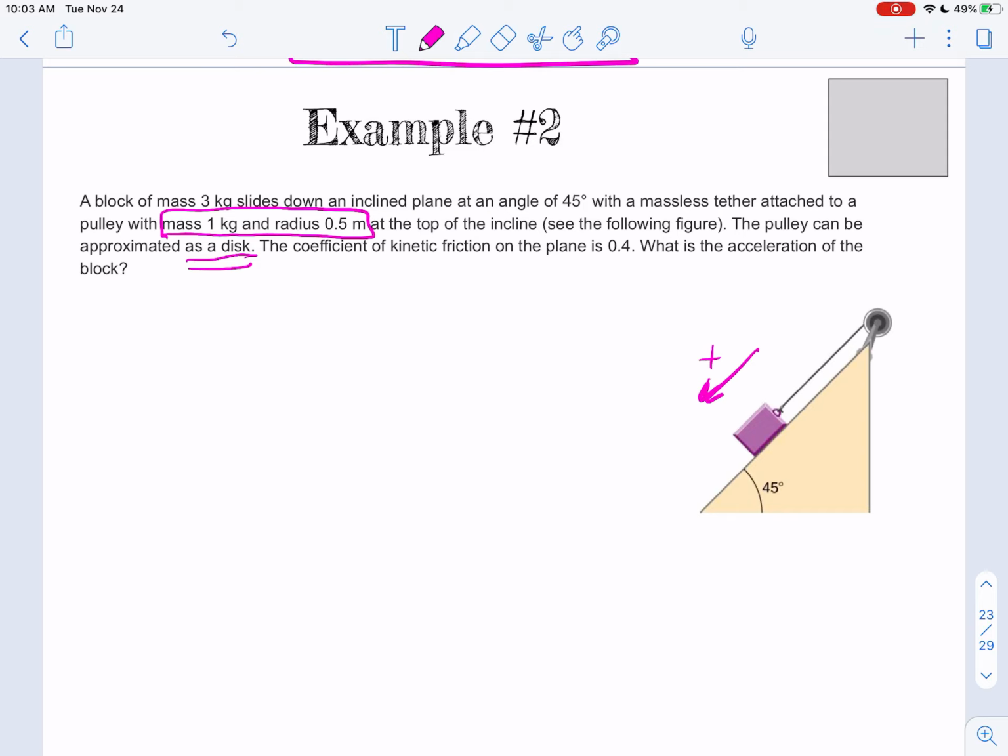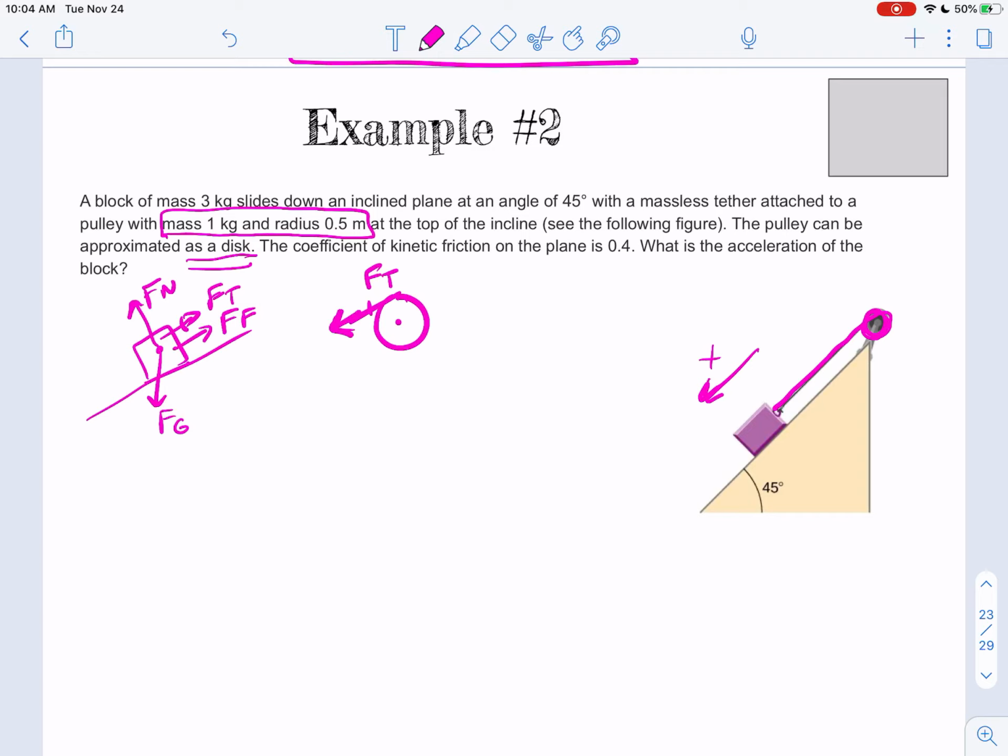So I assume there must be some string wrapped in here so that it can let it out and push that block down the plane. All right, so first of all, we have the block. We're going to have Fg of the block, Fn, and then in this direction we have the tension and the friction, because the block is moving down, so we know the friction is going to be up the hill. And then on the pulley itself, the only thing acting at a distance from the center is this tension, and those are going to be equal, because that's the same rope doing the same thing.